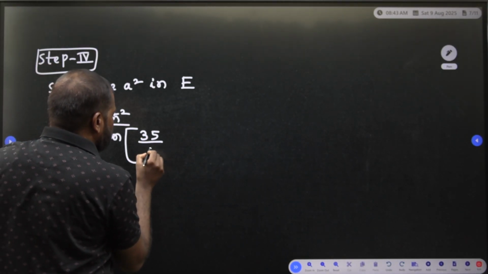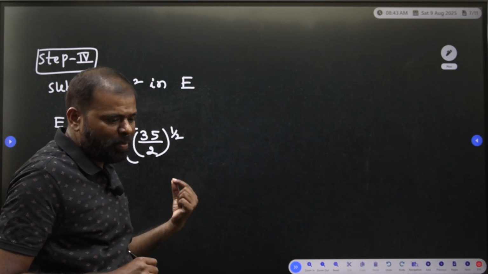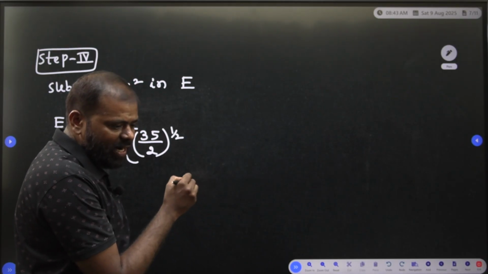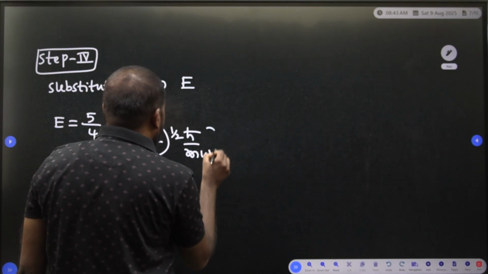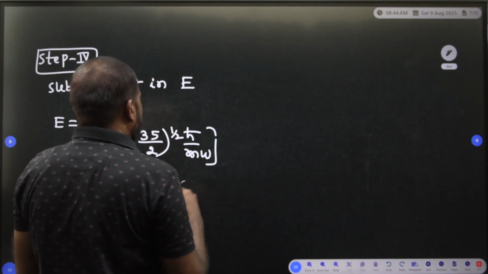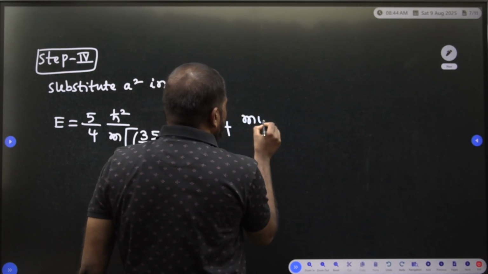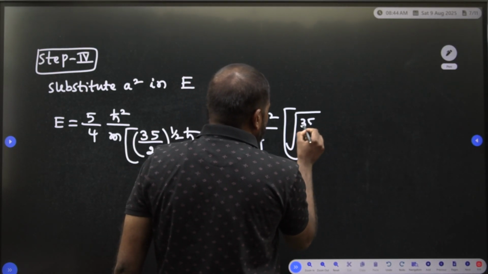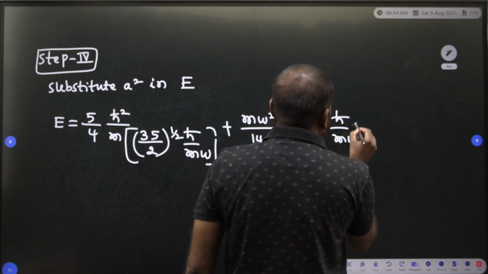So it is root of 35 by 2, that is (35 by 2) to the power of 1 by 2, into h cut divided by m omega. This is the a square value. Plus, what is the potential energy? m omega square divided by 14, and your a square is equal to root 35 by 2 into h cut divided by m omega.